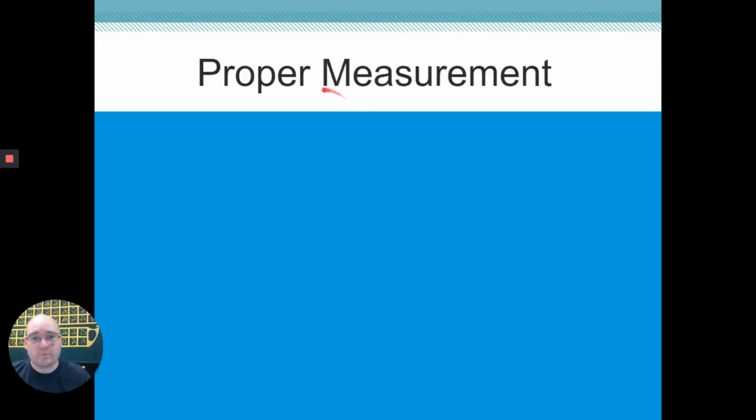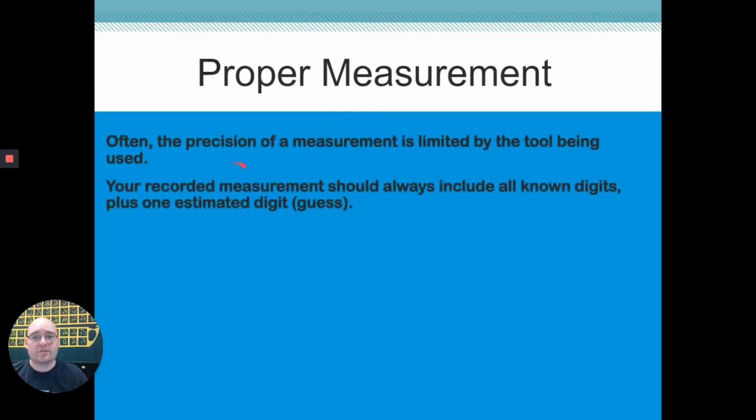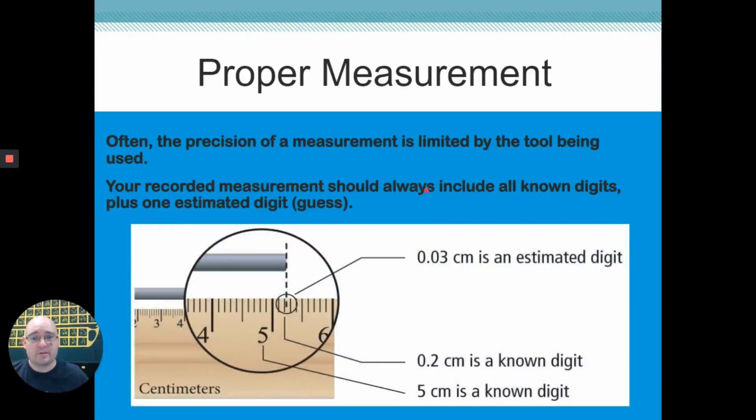So I'm going to talk to you now about proper measurement. Like I said, all measurement has error. So how do we take a proper measurement? The precision of a measurement is limited by the tool being used. So how repeatable your measurement is, how well you're able to take this measurement and then do it again. That is repeatability, that is your precision. That depends on the tool you're using. Your recorded measurement should always include all known digits plus one estimated digit. That's going to sound a little weird right now, but hopefully after doing this and seeing some examples, it'll make a little bit of sense.